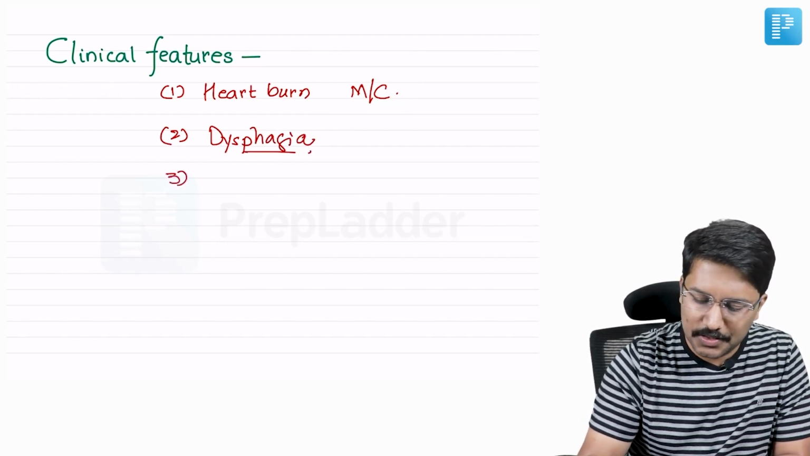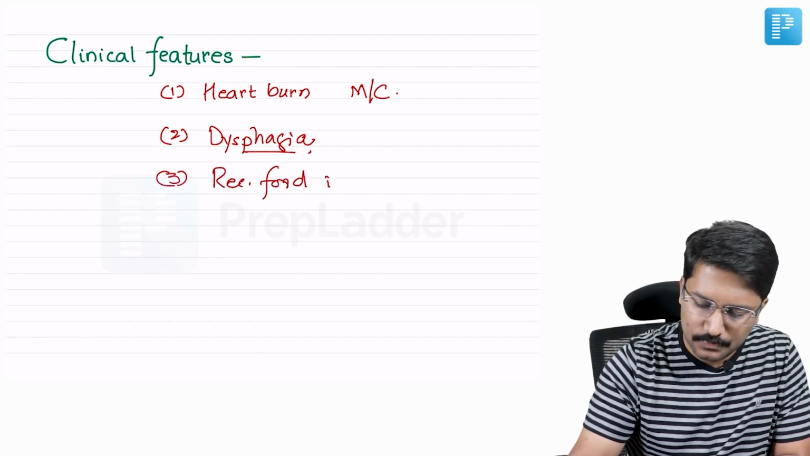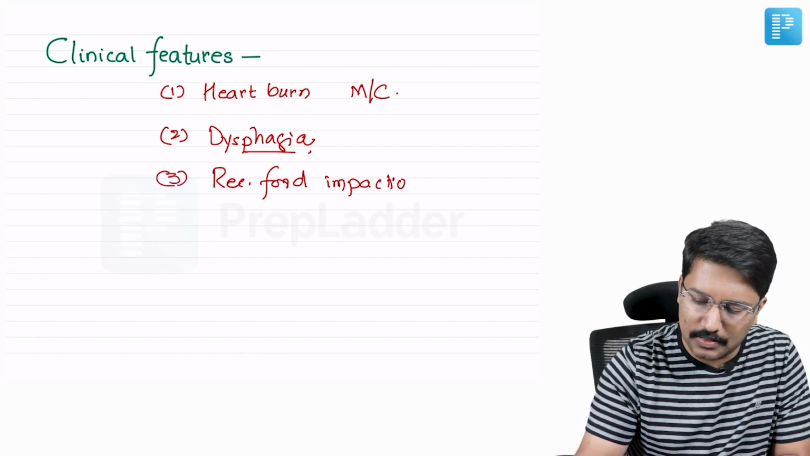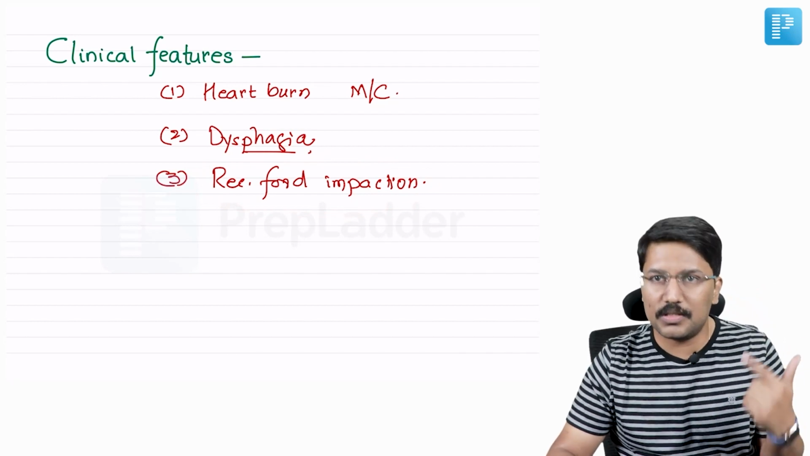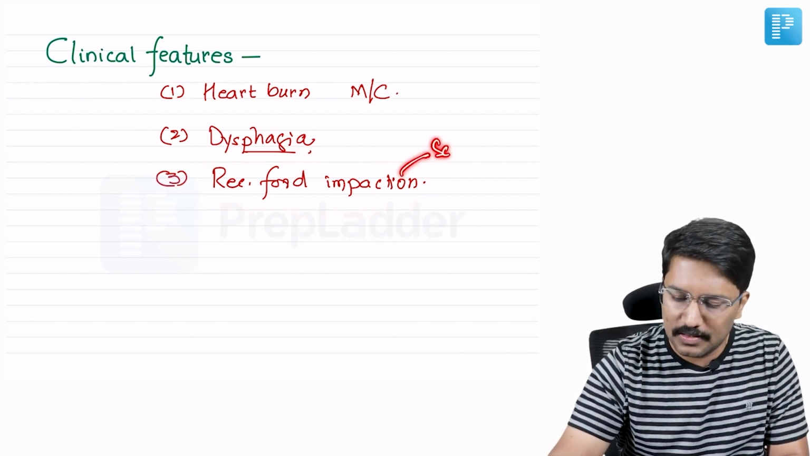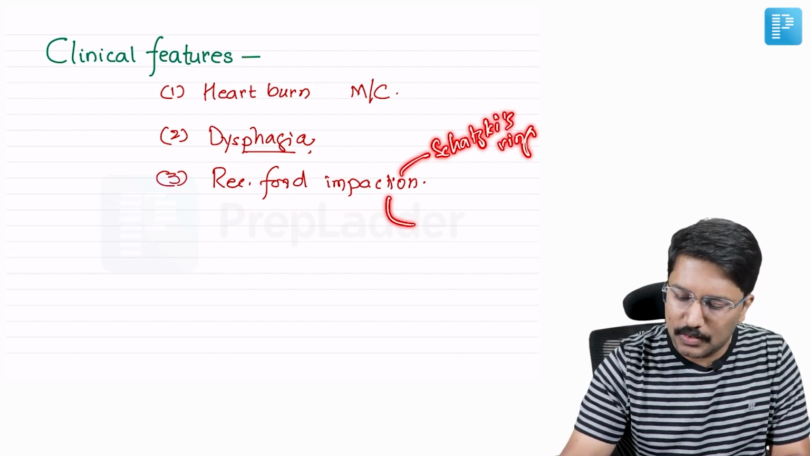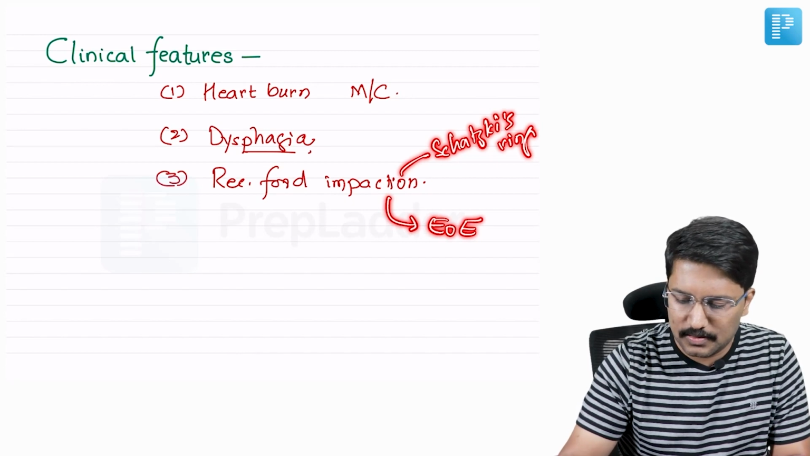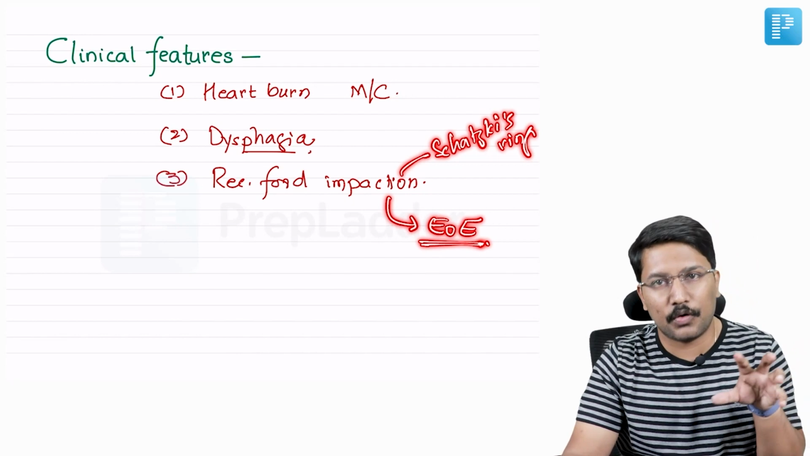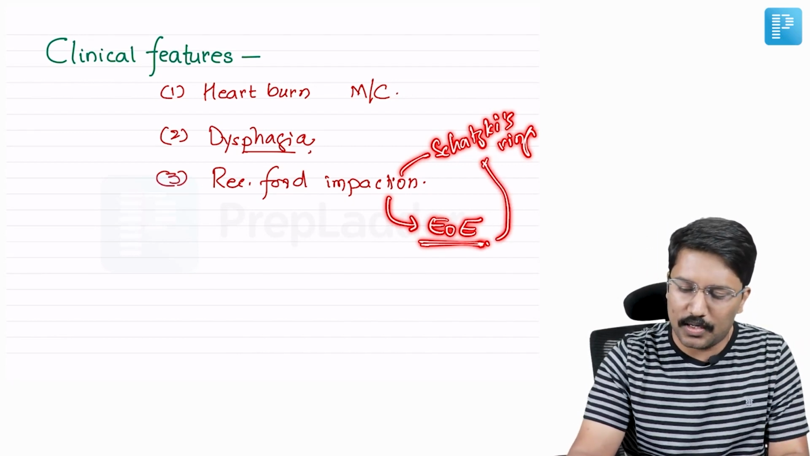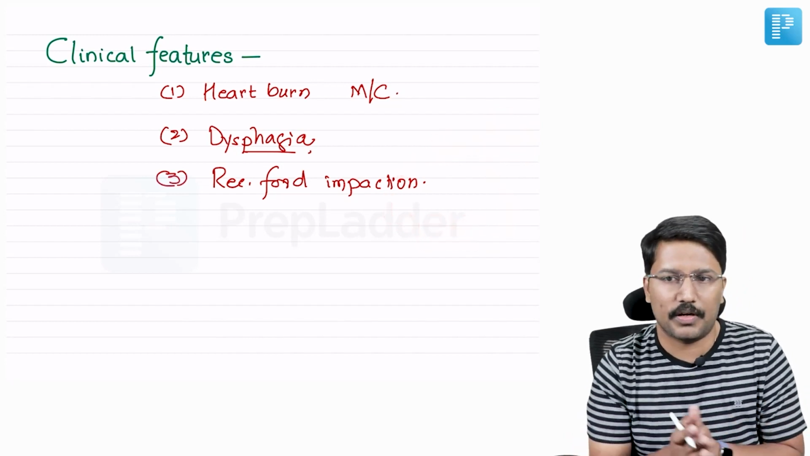The third presentation is in the form of recurrent food impaction. When it comes to recurrent food impaction, remember there are two important causes for recurrent esophageal food impactions. One is Schatzki's ring. We are all familiar with it. The second one is eosinophilic esophagitis. And also remember that eosinophilic esophagitis is itself considered a risk factor for development of Schatzki's ring. So there is some correlation between eosinophilic esophagitis and Schatzki's ring, and we should be aware of that.